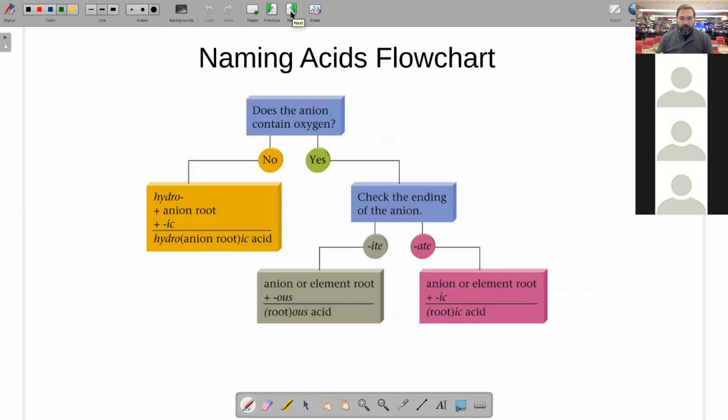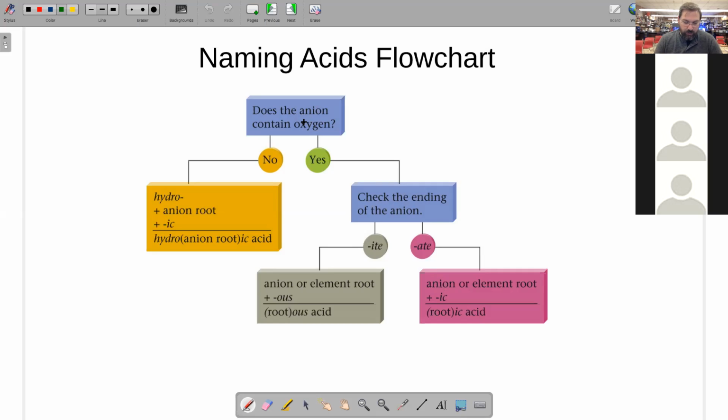In the PowerPoint, there's also a flow chart to help you see how the names and the formulas match up together. Generally, if the anion contains oxygen, then it's a polyatomic ion and it's an oxyacid. If the anion ends with ite, then the name of the acid has the root of the element with ous and acid. If the anion ends with ate, then the name of the acid ends with ic, so it's the root of the element with ic and acid.